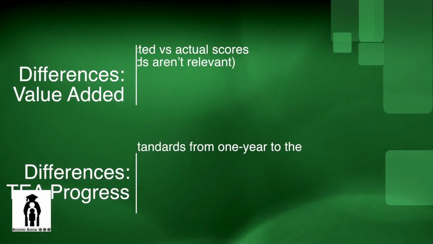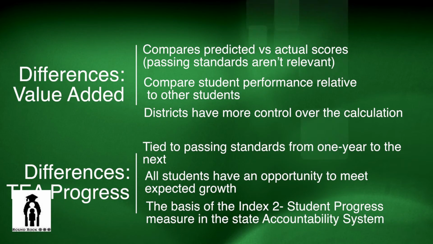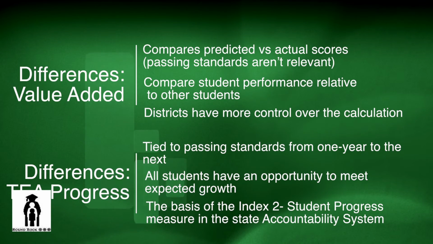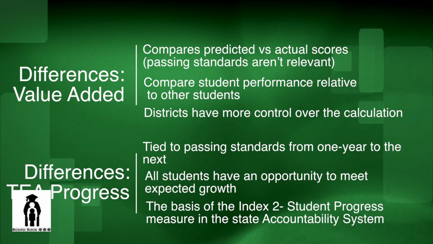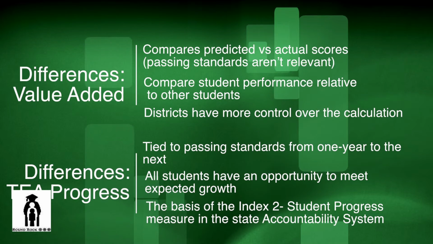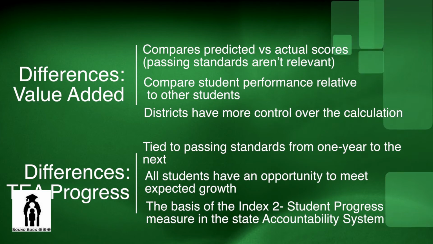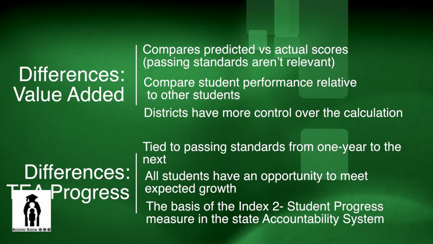Some of the differences include that a value-added measure is the comparison of predicted versus actual scores. The passing standards are not needed or relevant to the calculation. In contrast, the STAR progress measure is tied to points gained between the final Level 2 passing standards from one year to the next. The value-added equation is based on the performance of a group of students relative to one another. There will always be students who grew more or less relative to their peers.